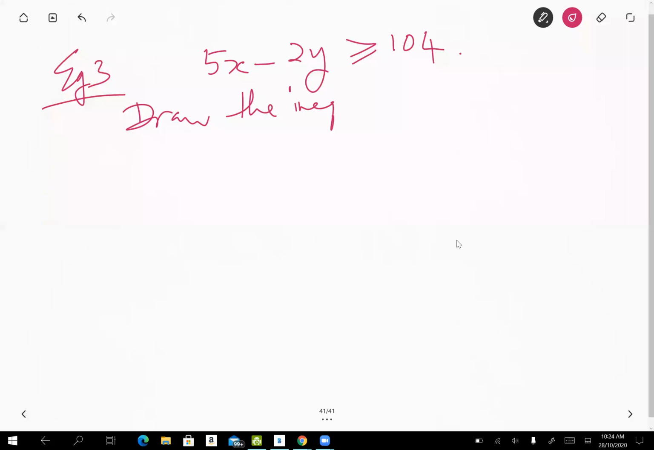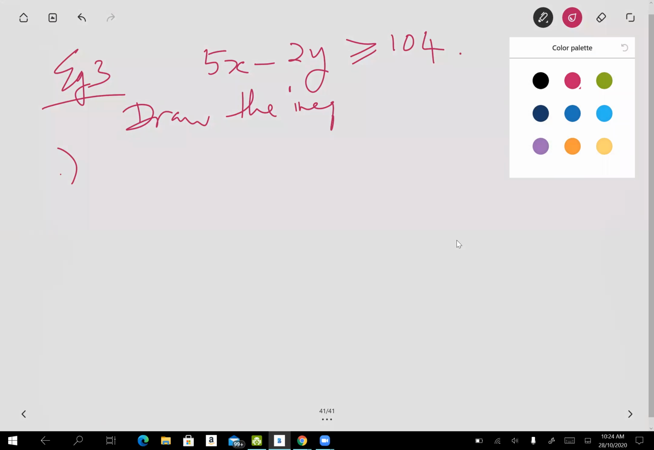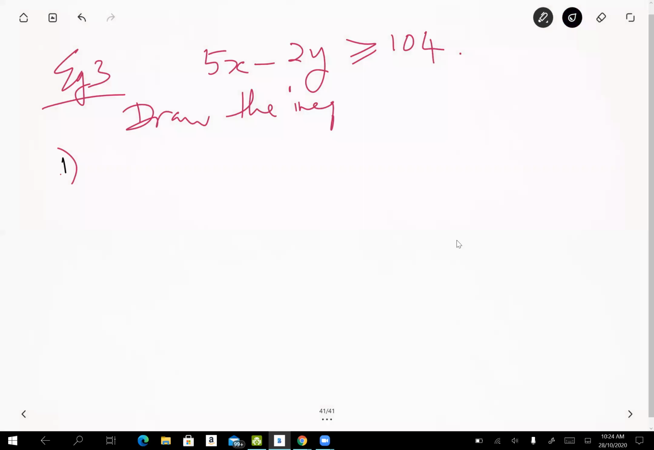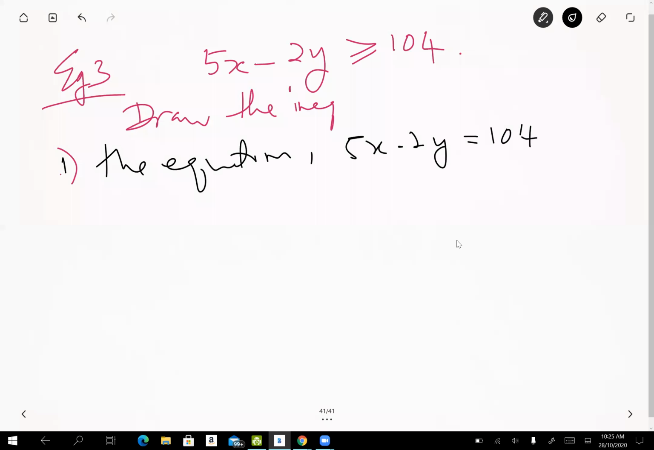Okay. Number one, we consider the equation. What is the equation? The equation is 5x minus 2y equal to 104. Right? Now, what are the intercepts? Anybody got the intercepts? Give me the x-intercept. What do you get?